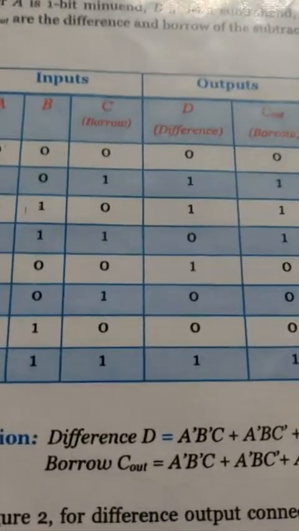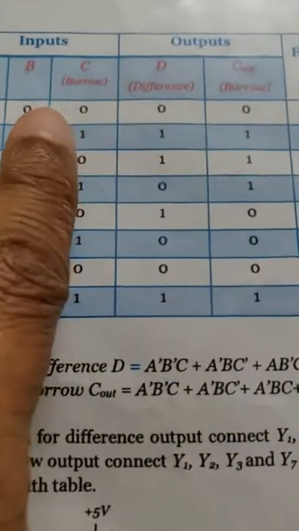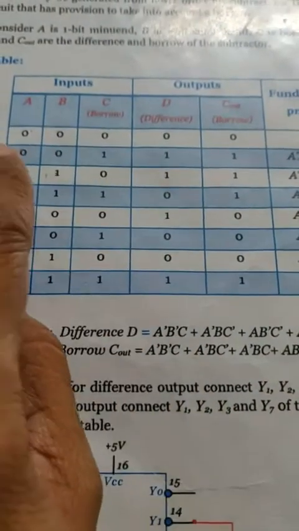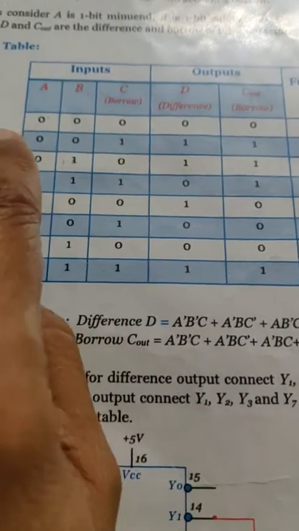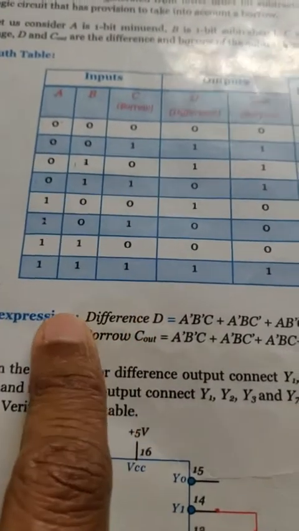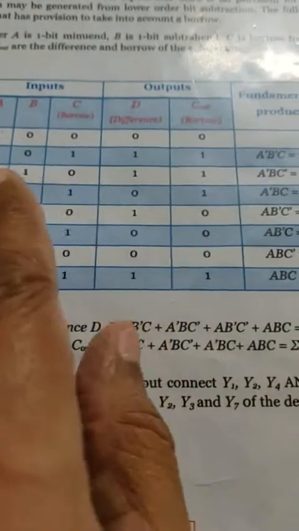First of all, you have to prepare the truth table for the subtractor. 0 0 0, what will be the difference and what will be the borrow? 0 0 1, and so on, all the combinations from 0 0 0 to 1 1 1. What should be the output? You have to utilize your logic here.